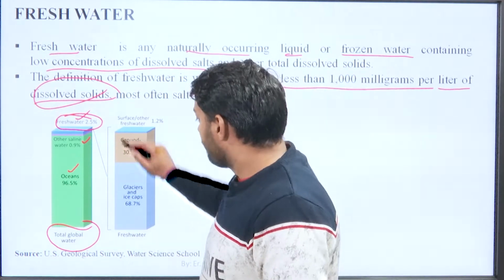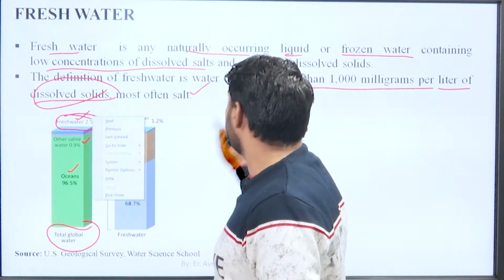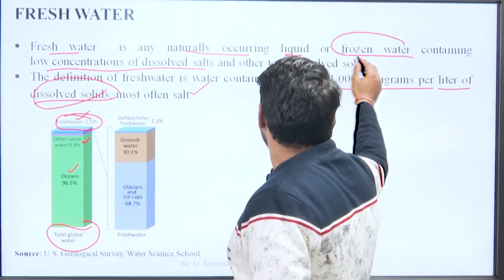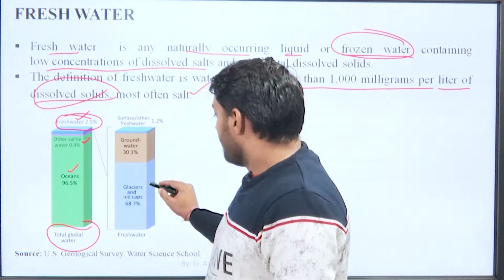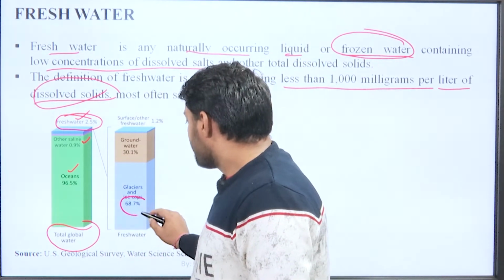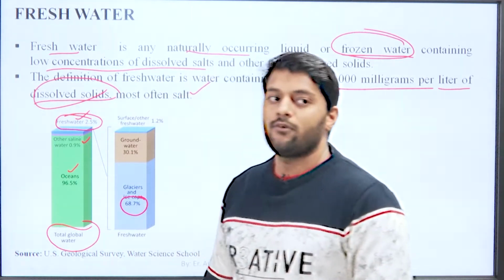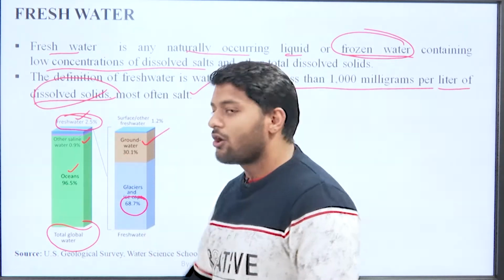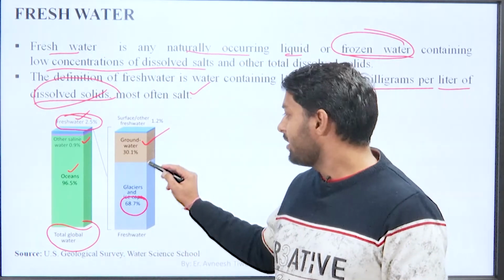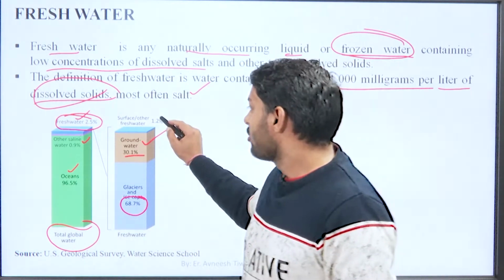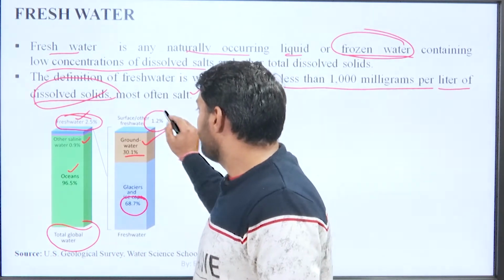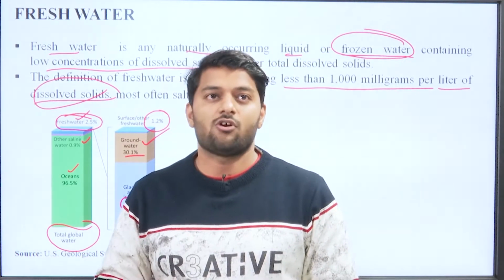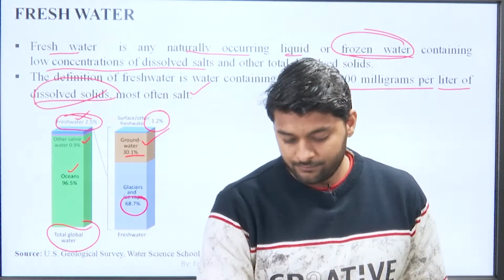It will be in the form of solid, as I already discussed, that is frozen water, which is 68.7% in the form of ice. Another part is present in groundwater, which is about 30.1%, and on the surface approximately 1.2% of water is resting. So this is all about fresh water.